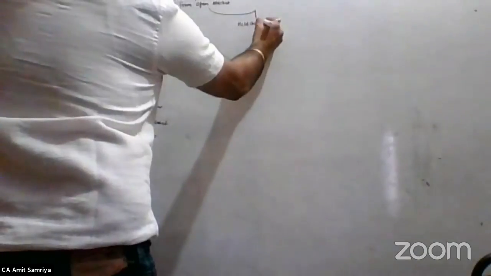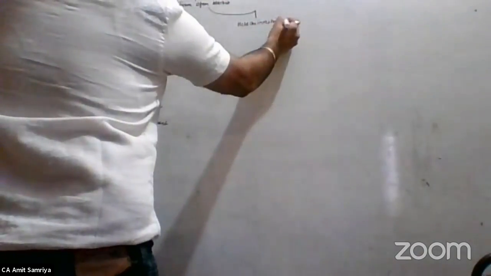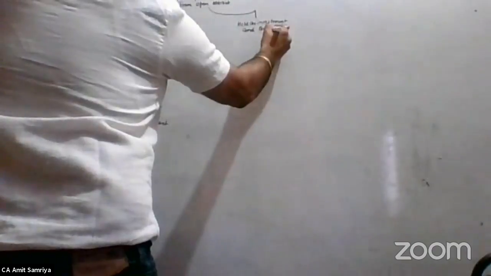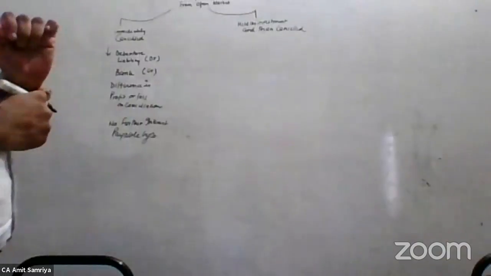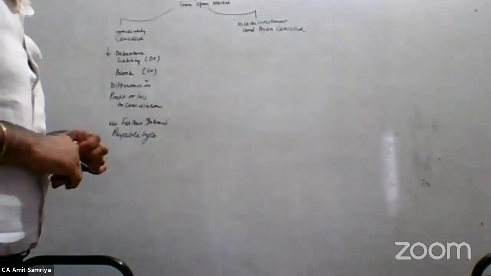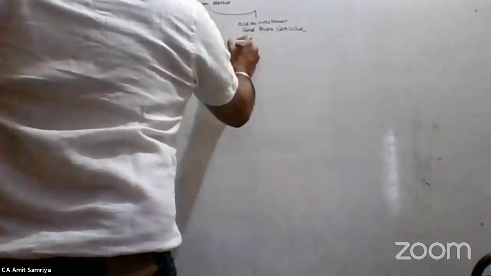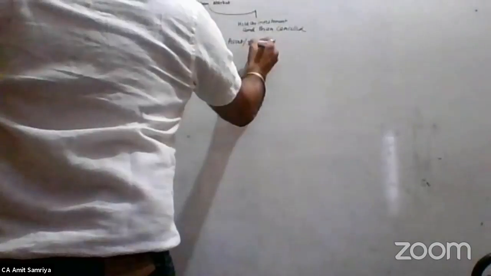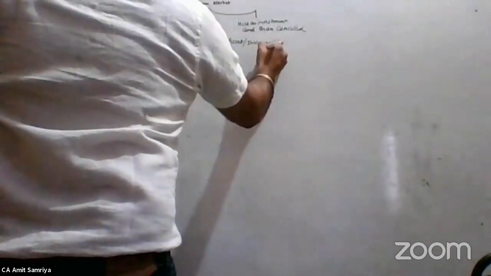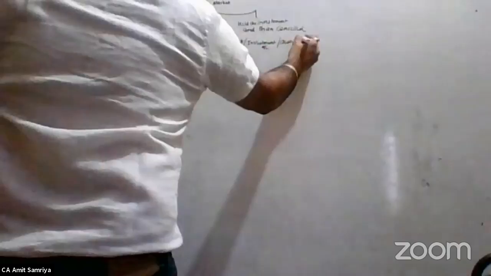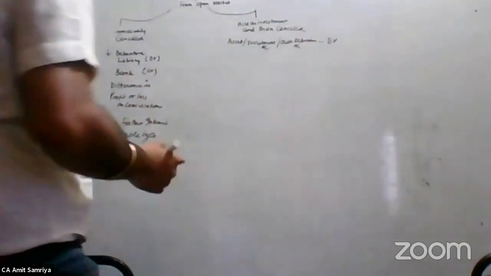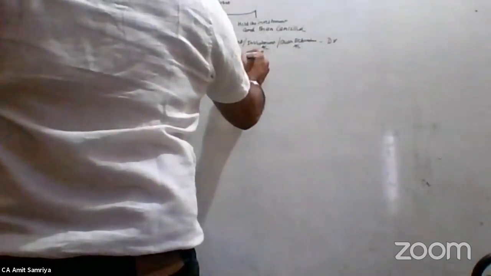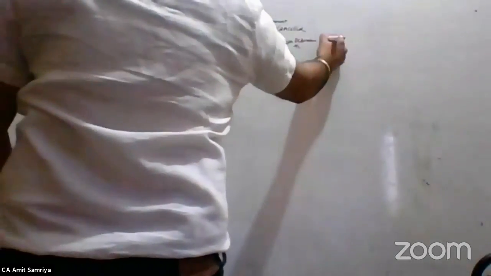Held as investment and then cancelled. Asset, investment account or own debenture account, debit. Bank, credit.